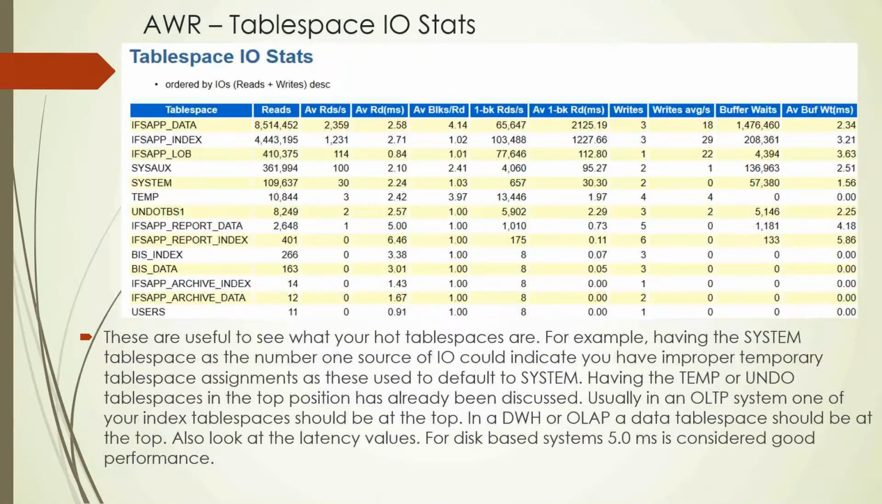Now, tablespace IO stats. Again, it is IO ordered by the tablespace. This is very useful when you have more than one tablespace. The system tablespace is the number one source of IO, because log file reads, log file writes, and everything is done on the system tablespace. Usually in OLTP systems, online transaction processing, one of the index tablespaces should be at the top. In a DWH or OLAP, a data tablespace should be at the top. This is not of much use for a performance tester, but it will be used by the database administrators.